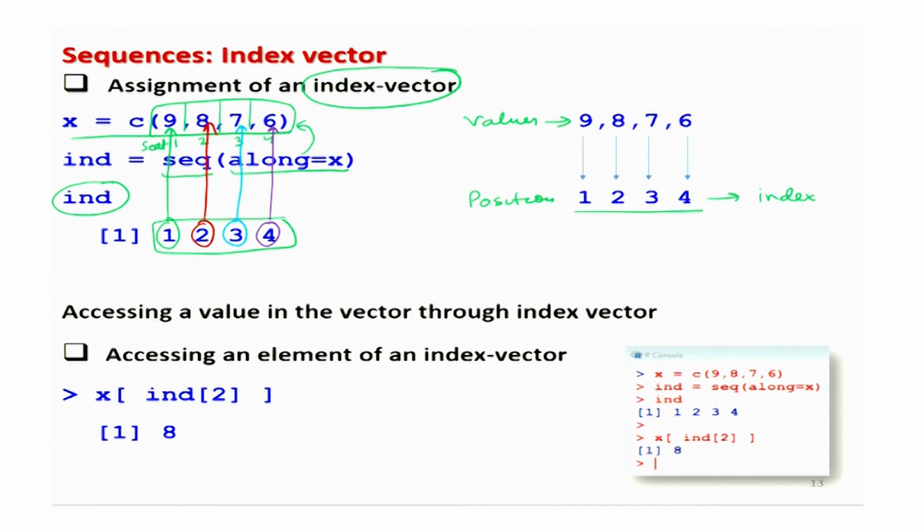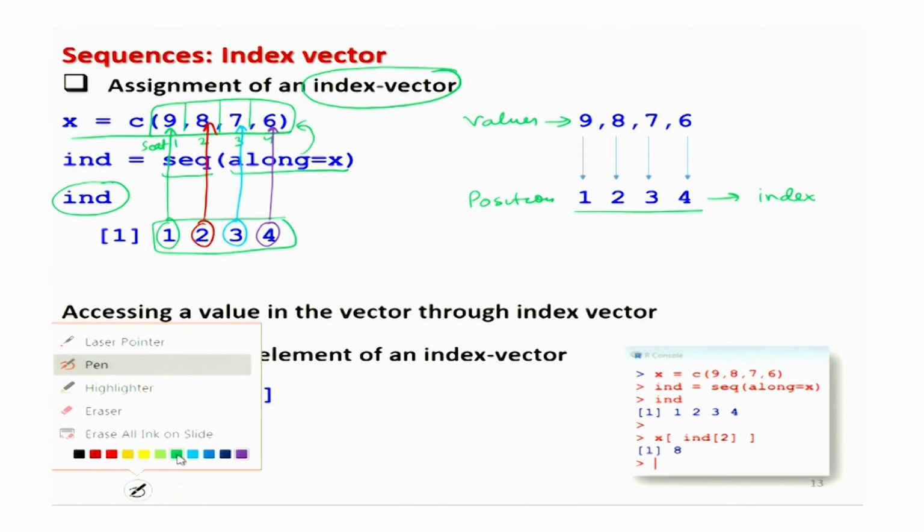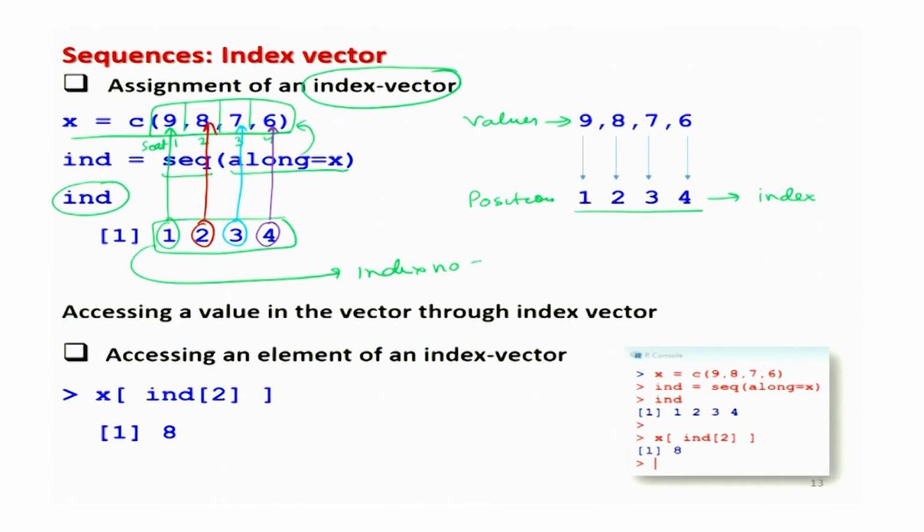Now, if you want to know which value is located at index number 2, you know that at index number 2 the value here is 8. But I am showing you this manually. I want to do it using the R software. So if you want to access a particular value in a vector using the index vector, what do you have to do?